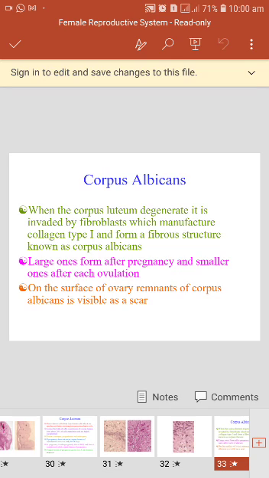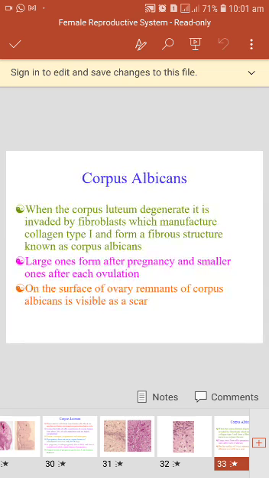What is the corpus albicans? When the corpus luteum degenerates, it is invaded by fibroblasts which manufacture collagen type 1 and form a fibrous structure known as the corpus albicans. Large ones form after pregnancy and smaller ones after each ovulation. On the surface of the ovary, remnants of the corpus albicans are visible as a scar.